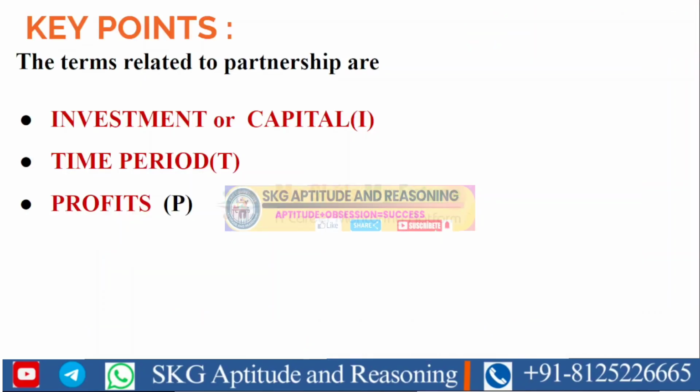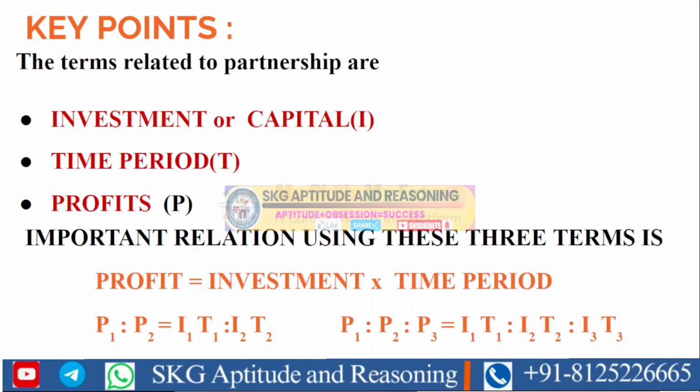So I already told you that these are the basic terms involved in the partnership, that is investment, time period, profit. And based on these three terms, we have one formula, that is profit is equal to investment into time period. If two persons are in the business, this will be the formula. And if three persons are in the business, this will be the formula. And there are some other conditions. According to the given conditions, this equation will vary. So these were the basic points which we already discussed in the previous class itself.